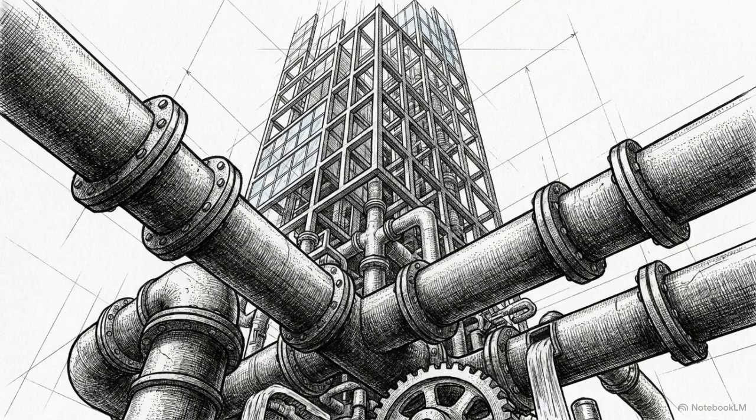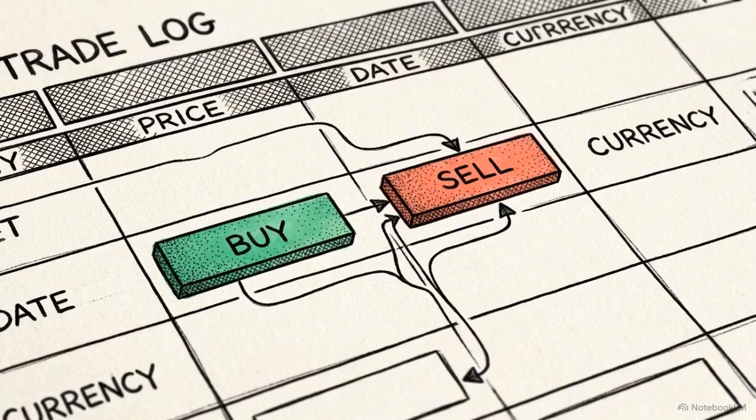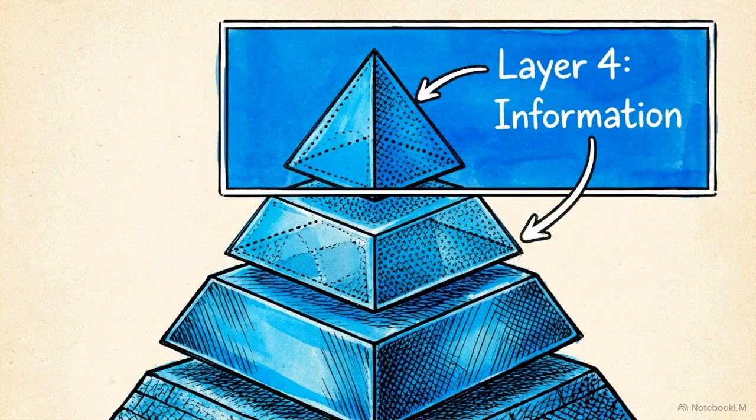This mechanical plumbing dictates the absolute baseline of a stock's price. Every quote is simply the last point where an automated algorithm successfully paired a disagreement. Now we move to Layer 4, information.